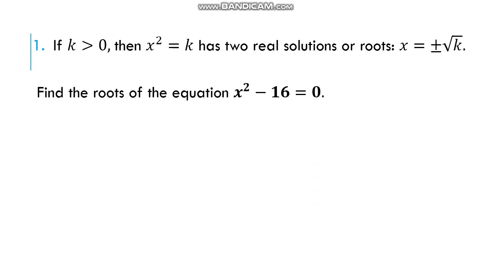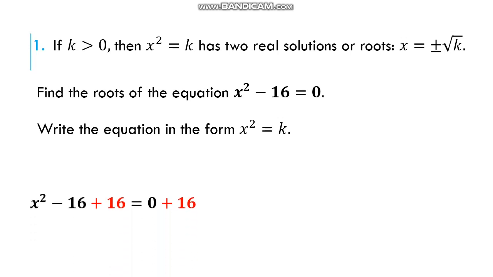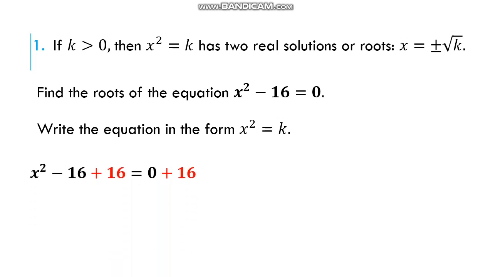Example, find the roots of the equation x squared minus 16 is equal to 0. Write the equation in the form x squared is equal to k by using additive inverse. x squared minus 16 plus 16 is equal to 0 plus 16, and it gives us x squared is equal to 16.